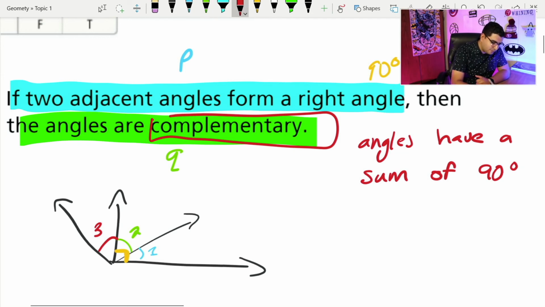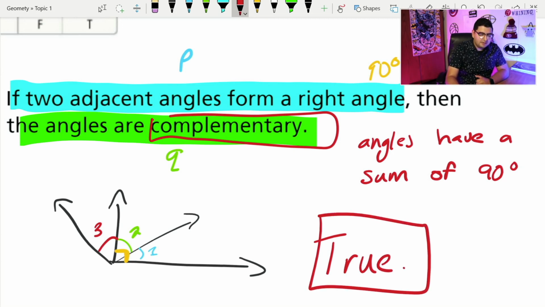So using logic, we can decide that, hey, these two angles are complementary, which means this is a true statement. We're using logic to determine whether or not this conditional is true or false. Again, this is the idea behind deductive reasoning.